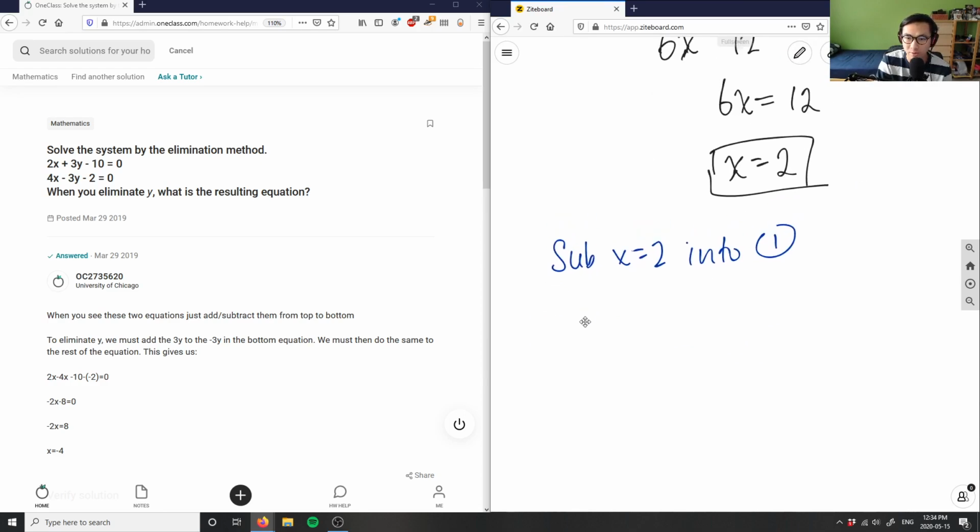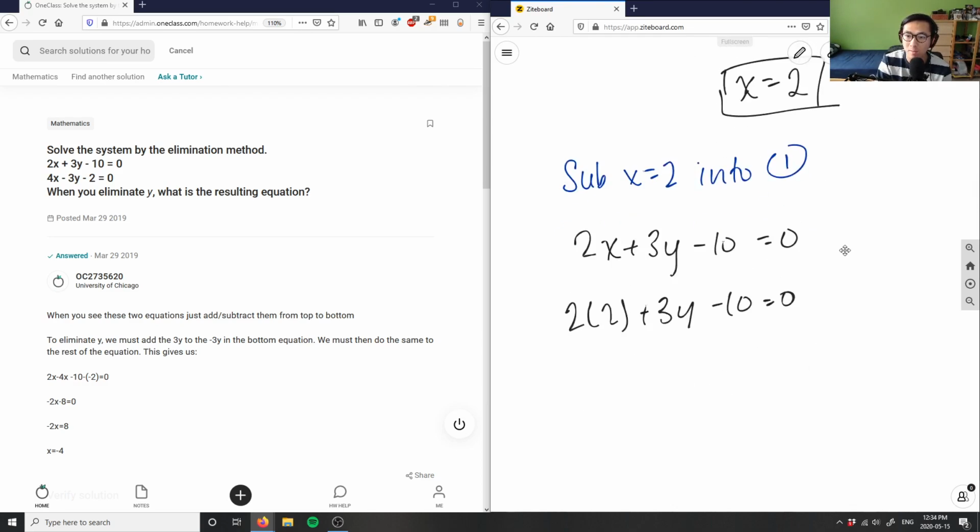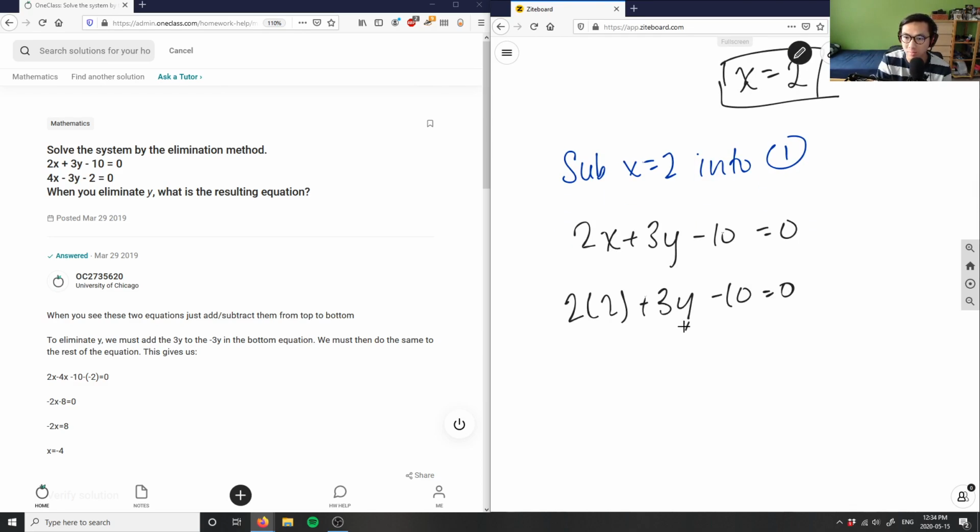And then I'm going to have 2x plus 3y minus 10 equals 0. I'm going to sub x equals 2. So 2 times 2 plus 3y minus 10 equals 0. And then I can easily solve for this solution here. I'm going to have to isolate for y.